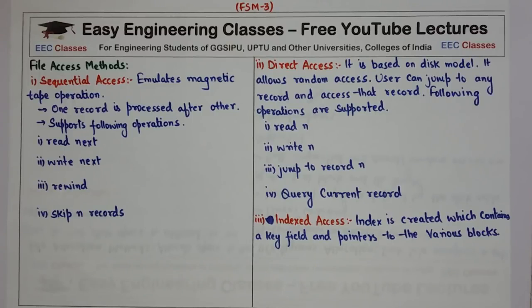So there are basically three different types of file access methods. First is sequential access, then we have direct access, and third is indexed access.